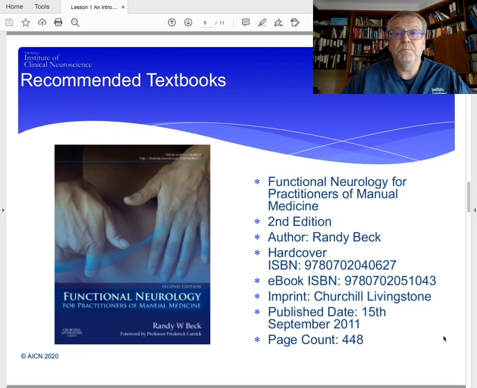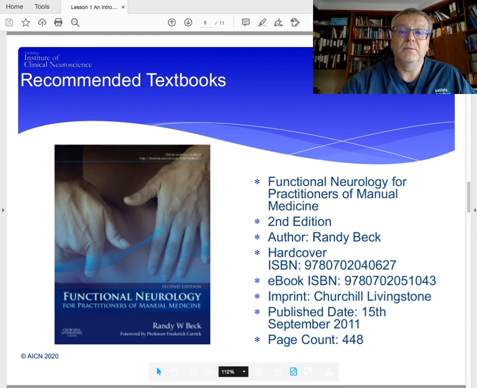Now, the recommended textbooks for the course. The first textbook that is recommended is my textbook, which is Functional Neurology for Practitioners of Manual Medicine. It's the second edition. There is a Korean edition if you speak Korean or you'd rather look at it in Korean. We can also get that one for you. And this is published by Churchill Livingstone, and you can get this on Amazon or eBay or any of the other places where they sell textbooks.